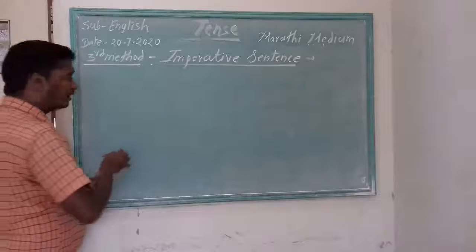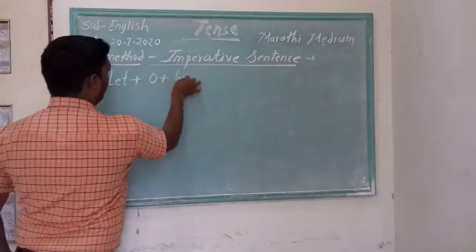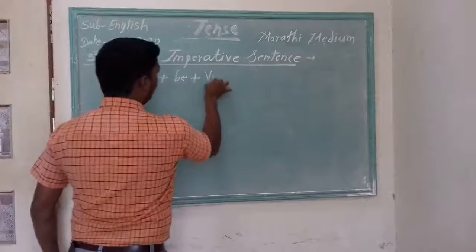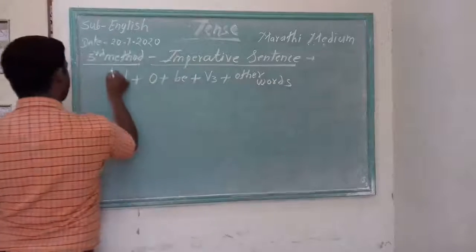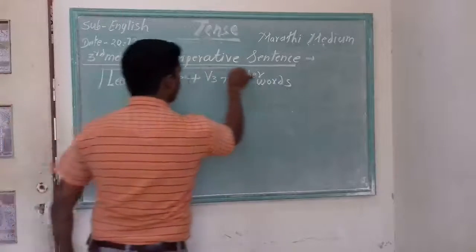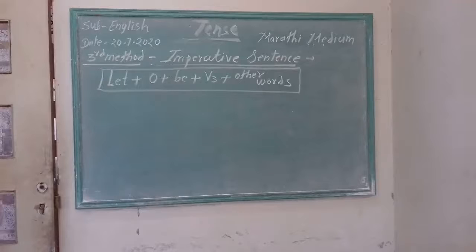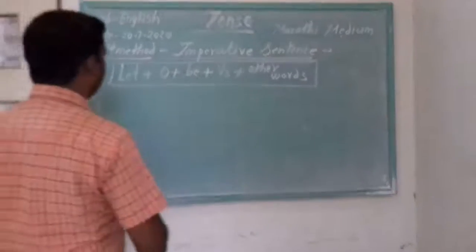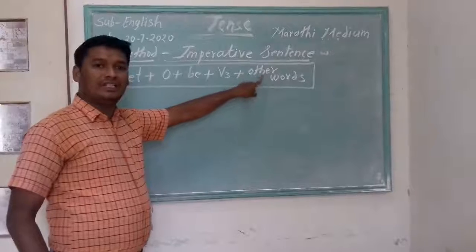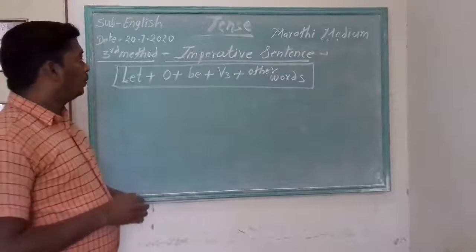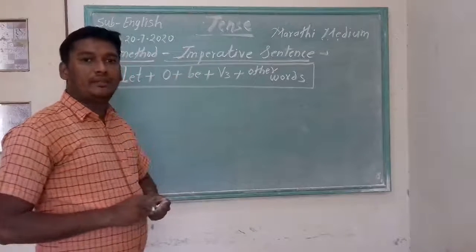First, I write one structure. Let plus object plus be plus V3 plus other words. This is the structure to convert an imperative sentence into passive voice. Now I take some examples.